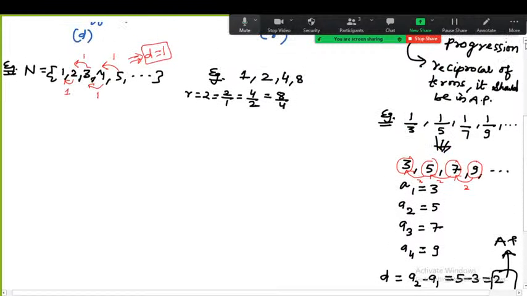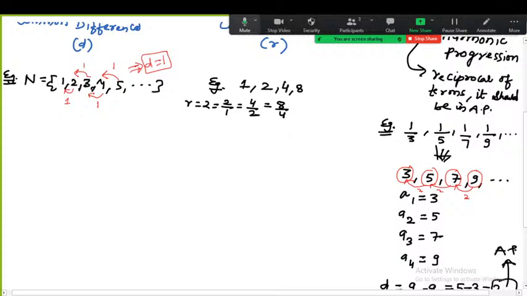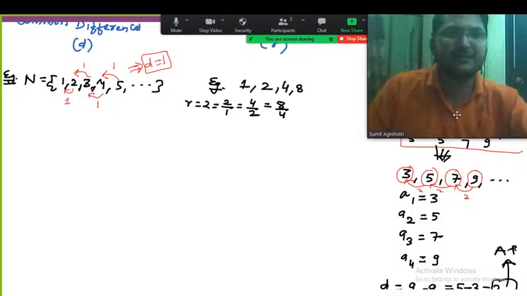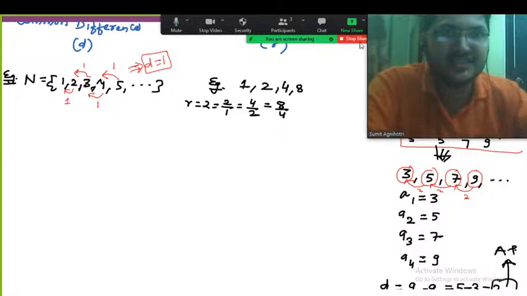And this is actually the definition of harmonic progression. We must get an AP when we consider the reciprocal of all of the terms. This is the definition. The reciprocal of terms should be in AP. We observe that this sequence is arranged in such a way that its reciprocal is in AP, and such a sequence is known as HP.